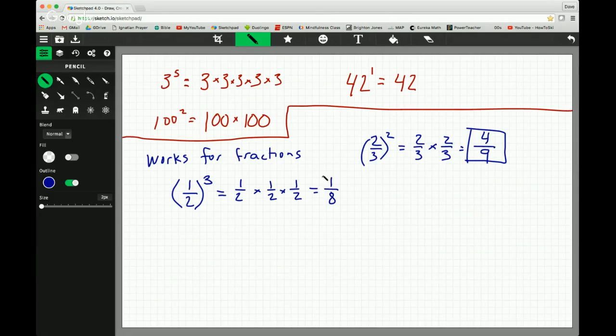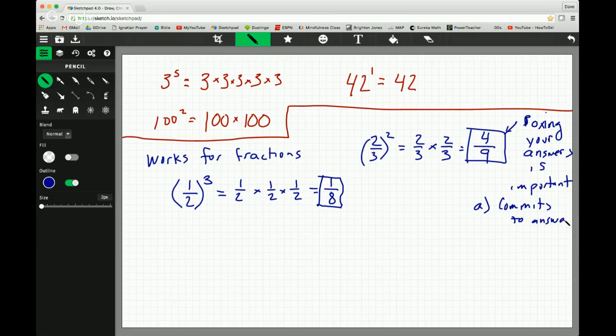Now, a couple points. Generally, you'll see me boxing my answers, and this is a good practice that will help your teachers. Teachers love it. Boxing your answers is important. Some people like to circle them. I like to box them. It's key because, A, it commits to your answer. It says, this is what I know to be the answer.